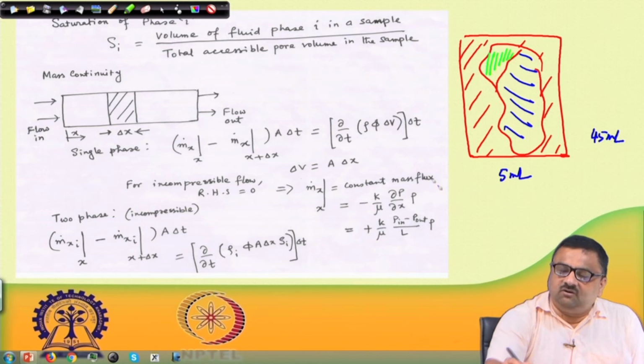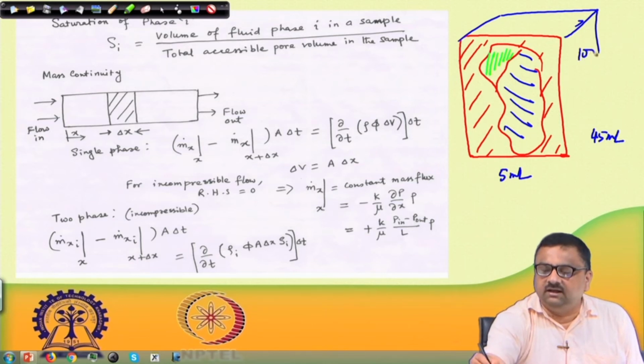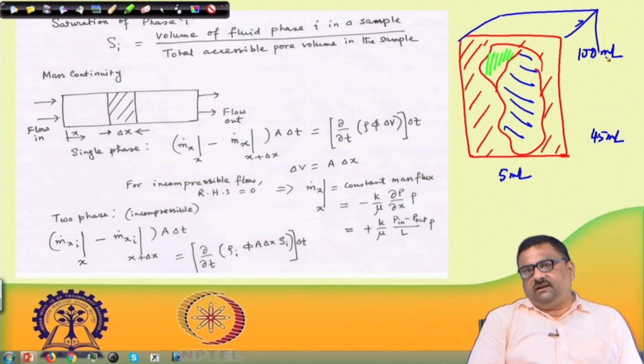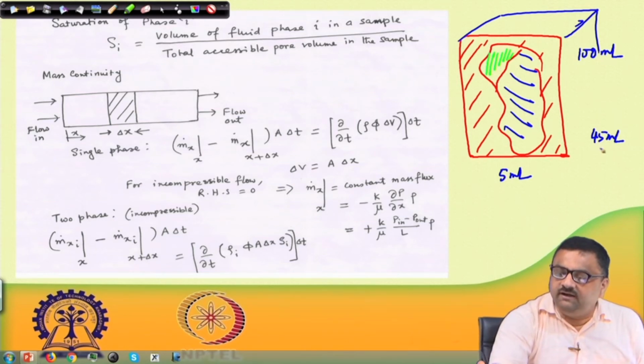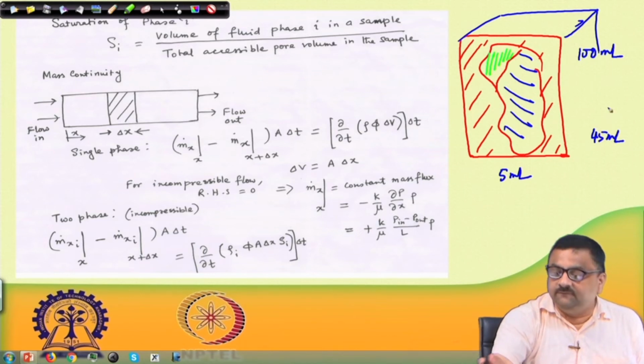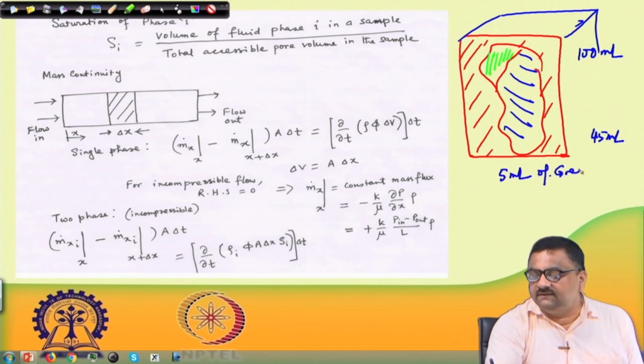So, let us say I am talking about a total volume of this porous medium of, let us say, 100 ml, and this has a porosity of 0.45. That means the void volume is 45 and the solid volume is 55. Out of this 45, I have, let us say, 5 ml of green phase and 40 ml of blue phase.